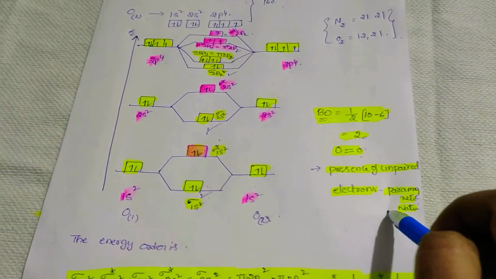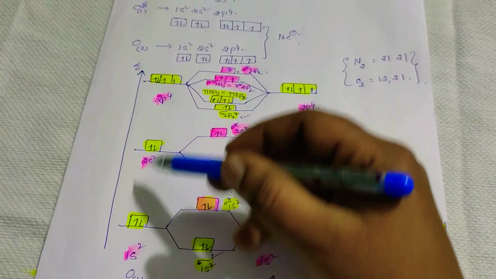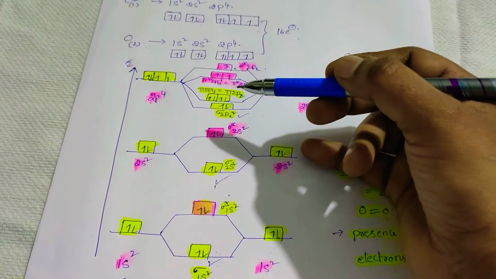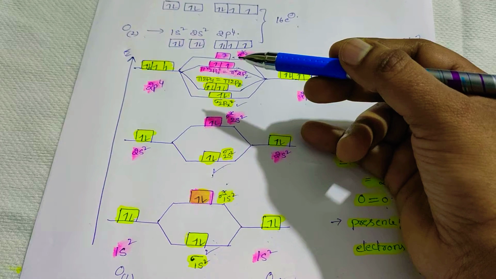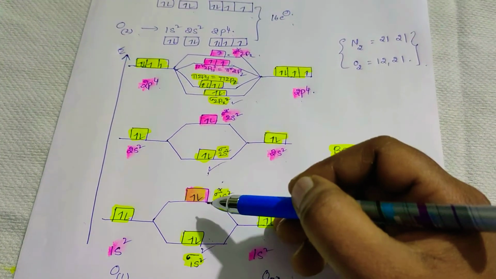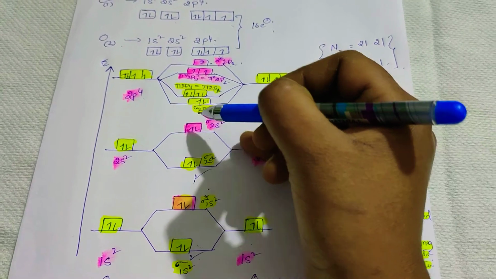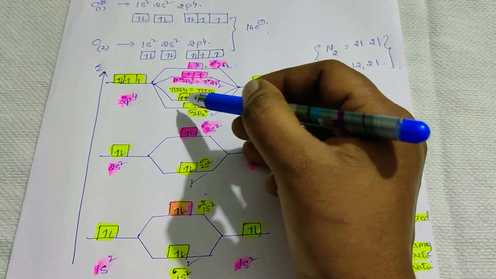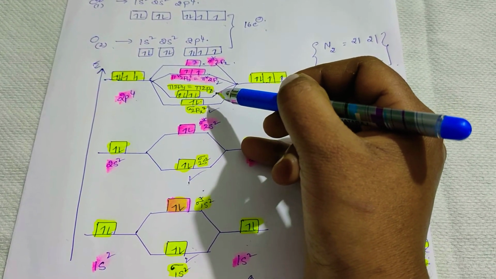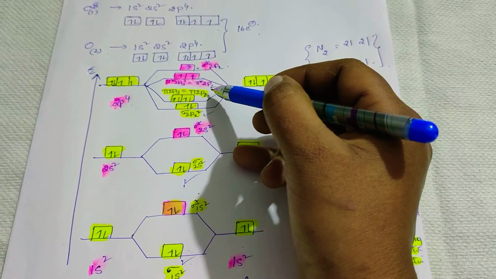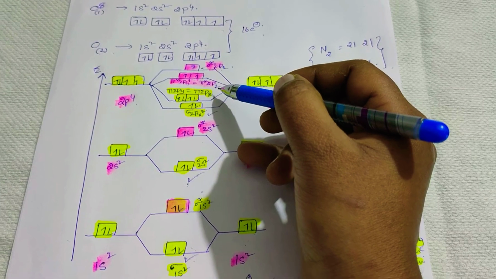The energy order is increasing, so we write below the MOED diagram: sigma 1s2, sigma star 1s2, sigma 2s2, sigma star 2s2, and sigma 2px2, pi 2py2 equal to pi 2pz2, and pi star 2py1 equal to pi star 2pz1.